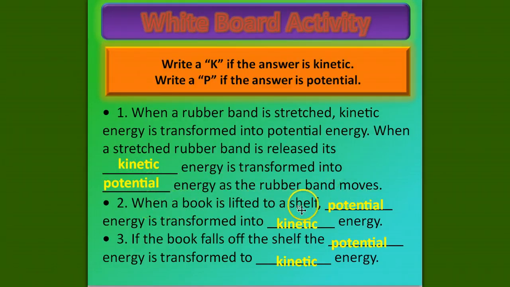When a book is lifted to a shelf, it had potential energy that's transferred into kinetic energy. So when a book is lifted to a shelf, potential energy, because it's down on the table, is transformed into kinetic as it's lifted. If a book falls off a shelf, potential energy transforms into kinetic as it falls. So if the book falls off a shelf, the potential energy is transformed to kinetic energy.